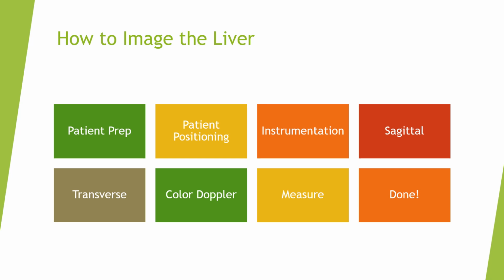Instrumentation, we're going to want a curvilinear probe, and we're going to want to talk about probably using a 3.5 to 5 megahertz to do the liver. You're going to want pictures in sagittal. You're going to want pictures in transverse. You're going to want color Doppler on parts of the liver, specifically the portal veins and the hepatic veins. You want to measure the length of the liver. And once you've done all that, you are done.